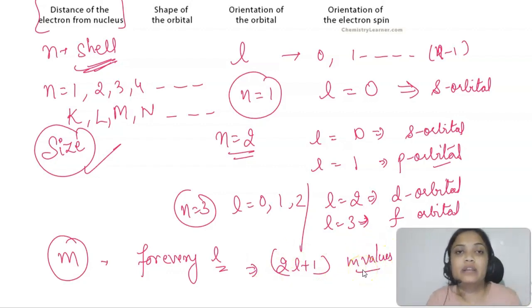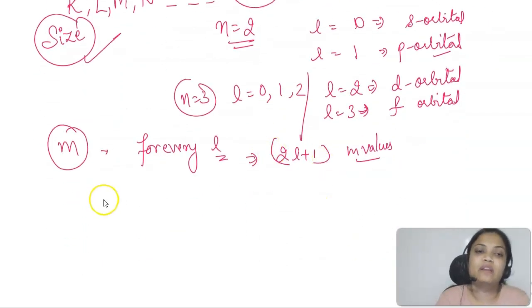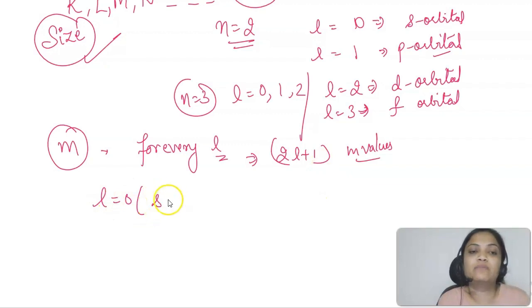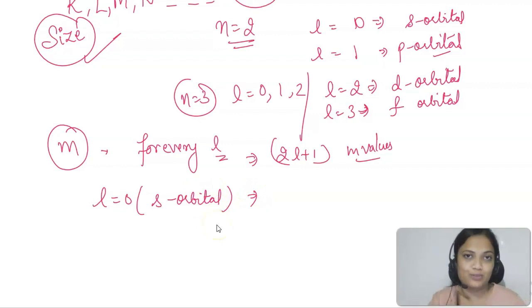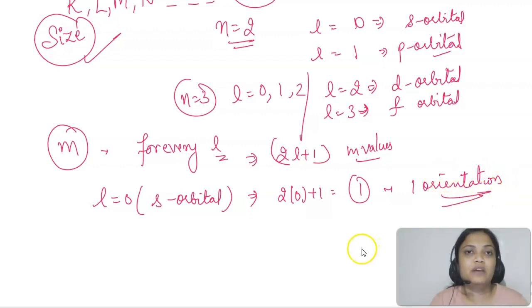Means how many orientations there will be, that will be denoted by 2L plus 1. For example, if L is equal to 0, I am talking about the s orbital. Okay, this is important, students, you need to know that. So if I am talking about the s orbital, it will have how many values? Only one value of m, means only one orientation, because it is spherical. So for spherical there would be only one orientation, right? And the values vary from minus L to plus L.